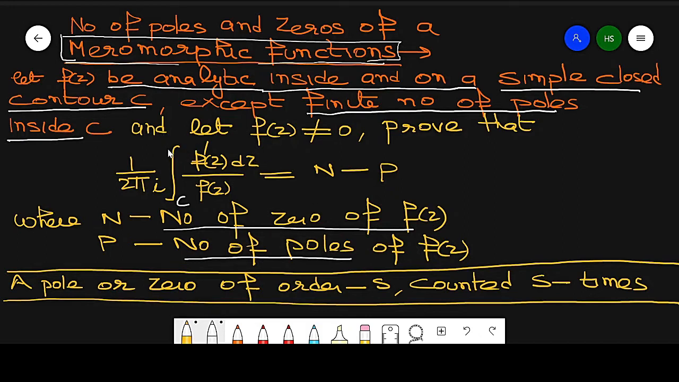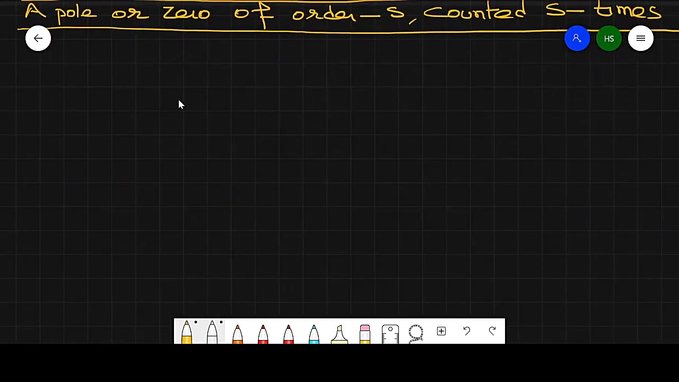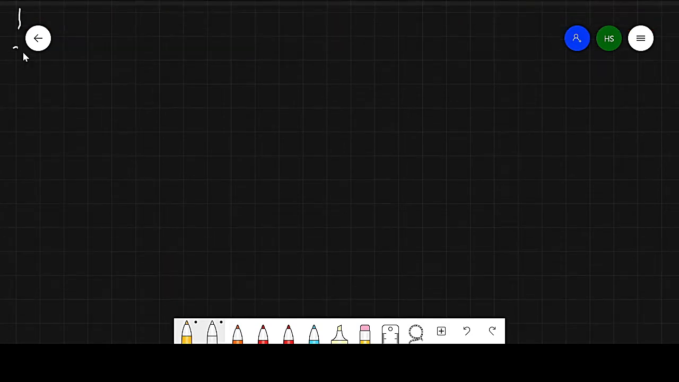So this is a very important result to find this value, which is 1 by 2 pi i times the integral, and it is equal to N minus P. Now this can be written as equation number 1. This is the statement, and now the proof of the result. So to prove this result, what is the given part?